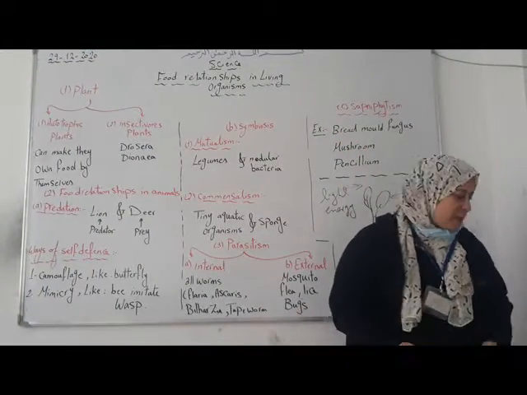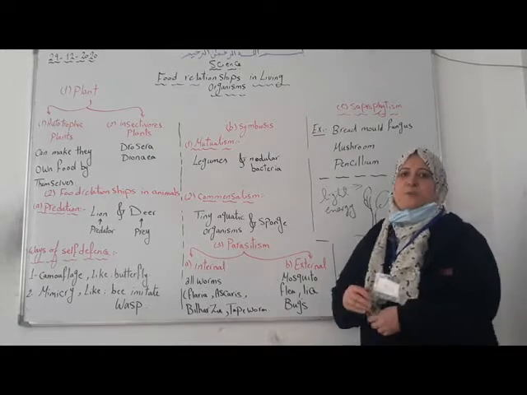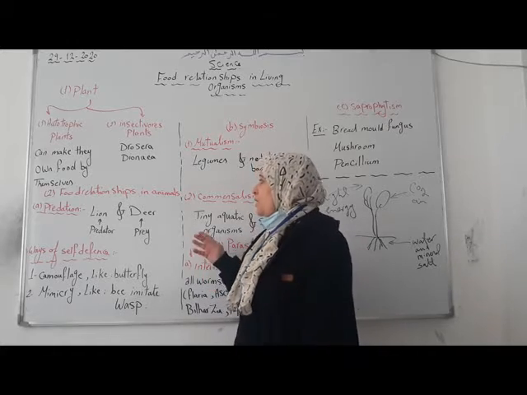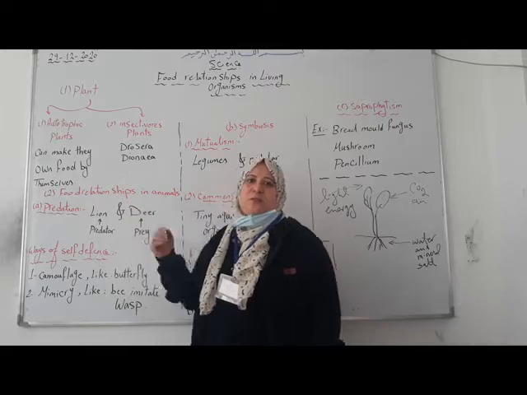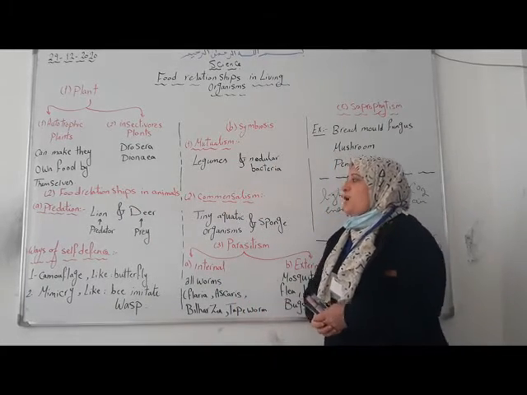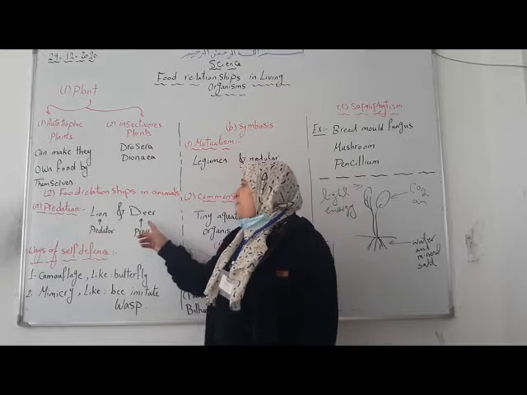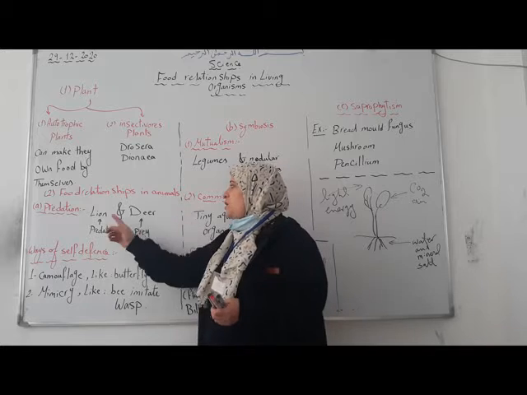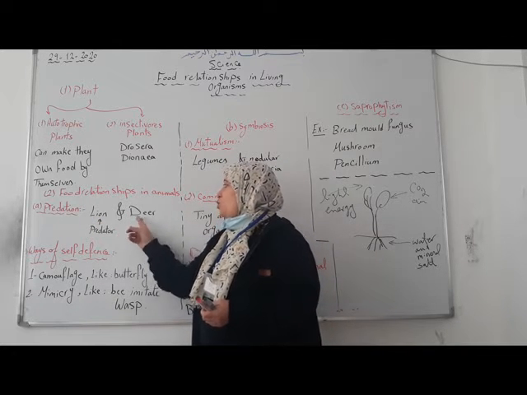Okay, what about the animals? How do animals obtain their energy? How do they obtain their food to obtain their energy? There is something called predation. The predation is a process where the wild animal, which we call a predator, prey on weak animals such as deer. For example, lion preys or devours the deer.